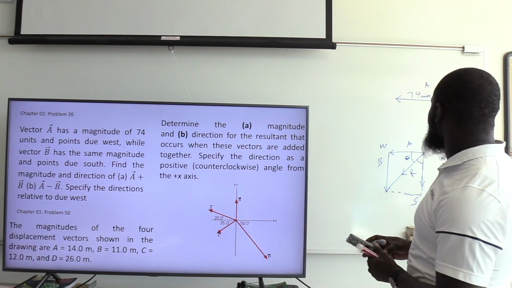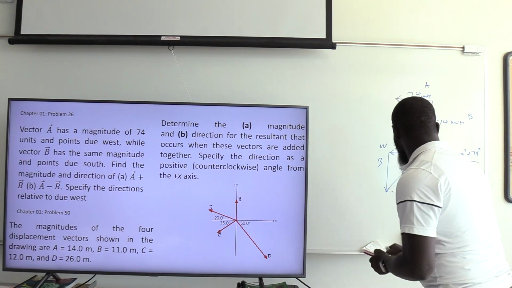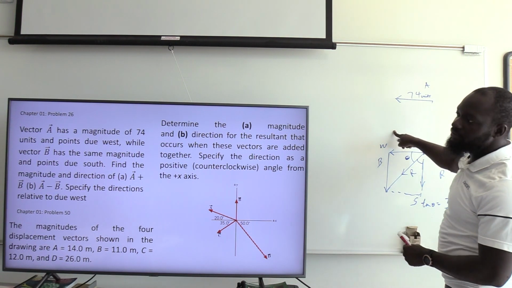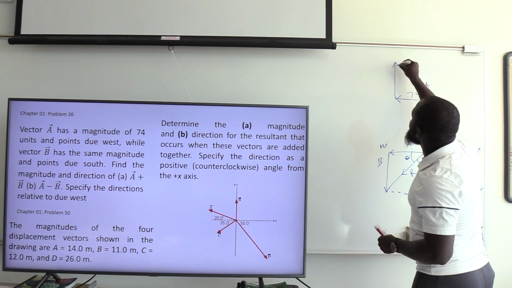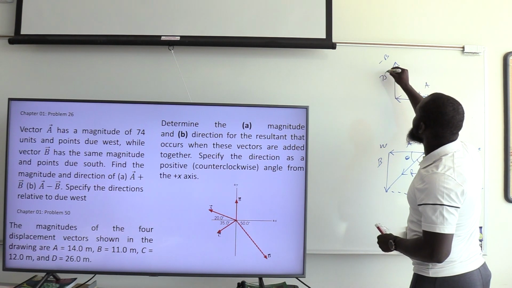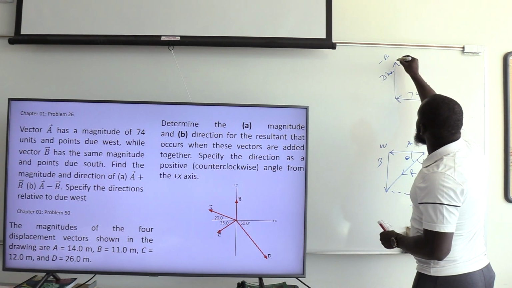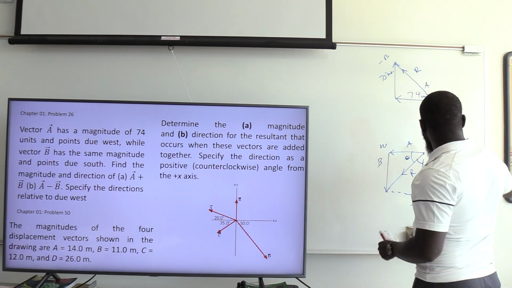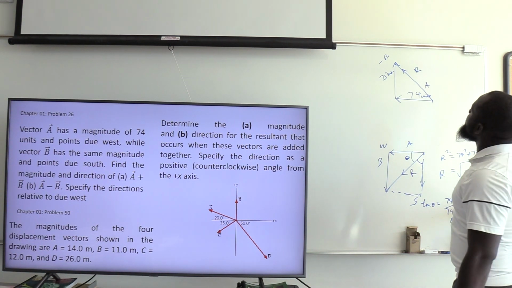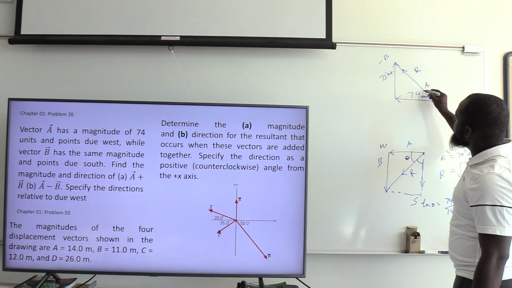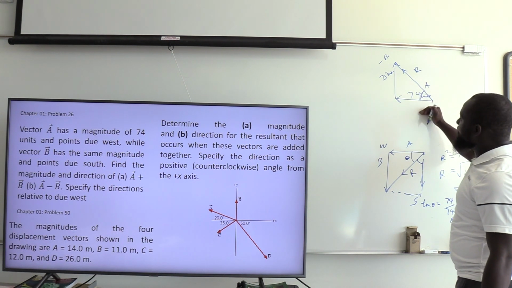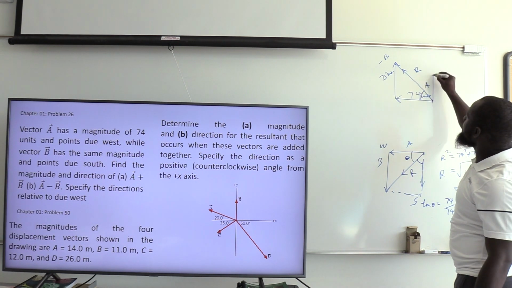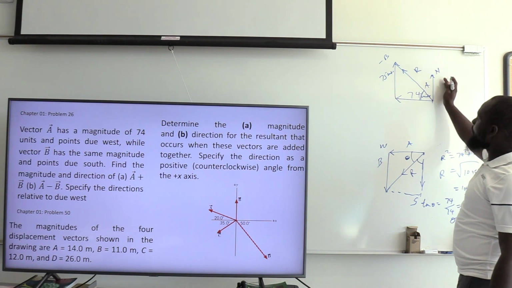So we are looking for A minus B now. That's the next question. A is going due west, B is going due south, so minus B will be going due north. So this is minus B, and this is A minus B. Still 74 units. So what is the net? The net starts from here and goes like that. That's my R. I use Pythagoras and get the same result, 104. For the direction due west, I find this angle, and I'm still going to get 45 degrees. It's going to be 45 degrees north of west, because this side is going to the north.